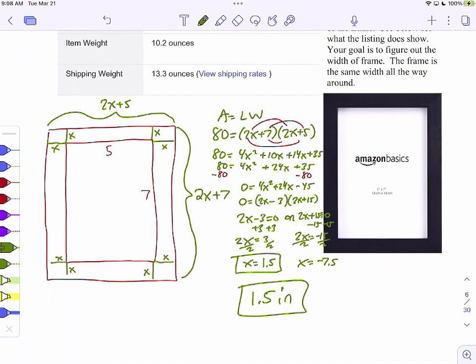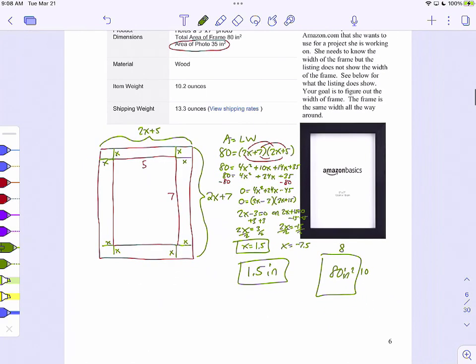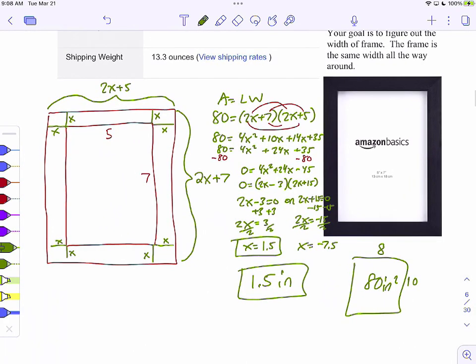And if you check that, that would make the picture frame 5 plus 1.5 plus 1.5, which is 8, and 7, which is 8 by 10, which of course does multiply to 80 inches squared. Like I said, if you guessed and checked, those are the numbers you probably would have guessed. But that could have been any number, so that's the answer to that one.